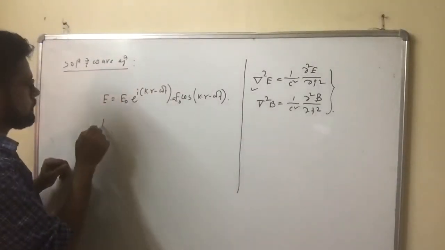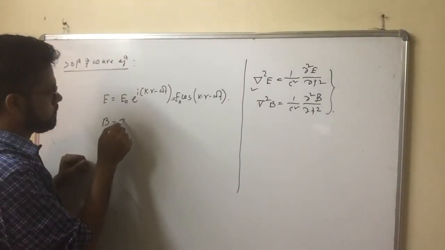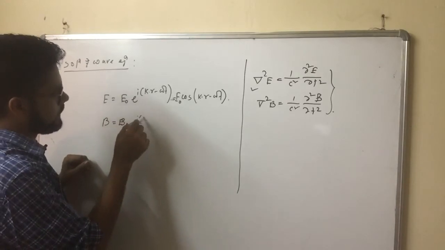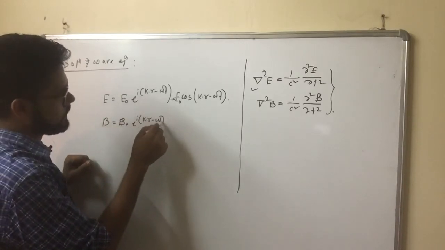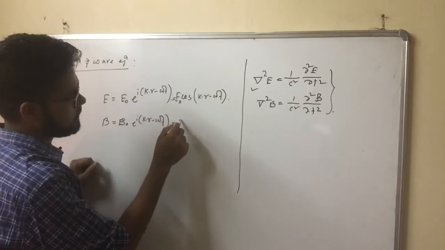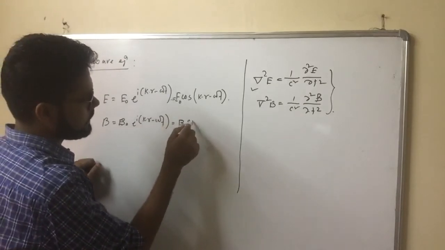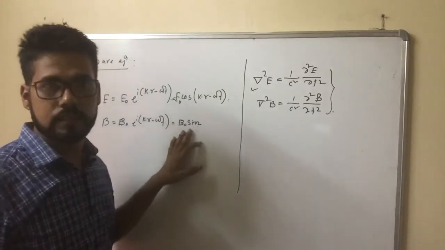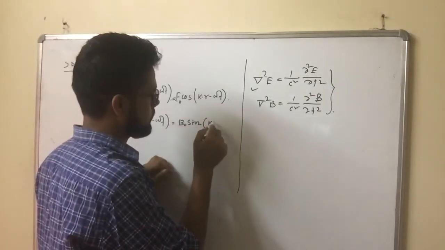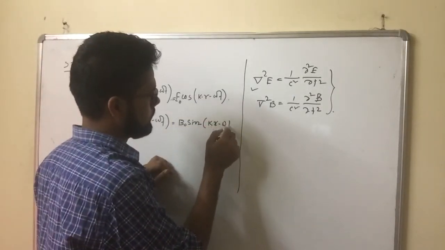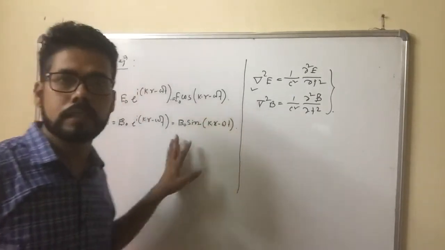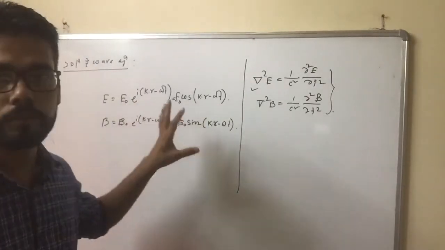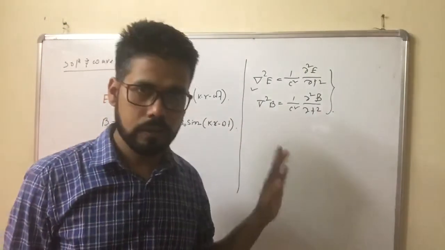Similarly, B equal to B naught e to the power i (k dot r minus omega t), or you can represent it again with B naught. I am writing here sin, or you can take cos also, no problem, of (k dot r minus omega t). This is the solution. This type is always the solution of the wave equation.